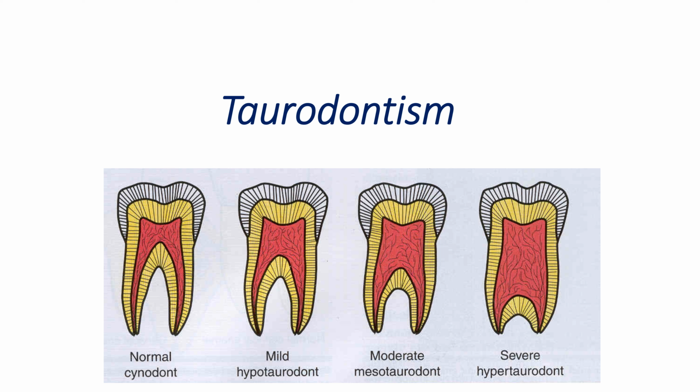Hello everyone. The next developmental disturbance affecting the shape of the tooth is taurodontism. I'll discuss taurodontism in detail in this video.